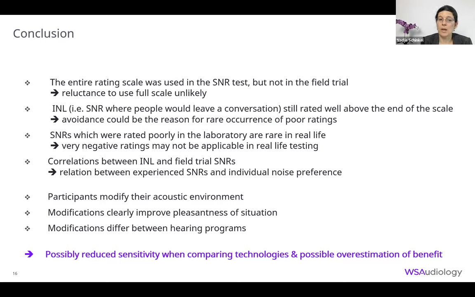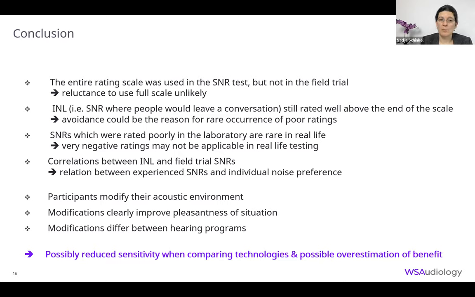So possibly we need different weighting scales for real life evaluations, because these really poor weightings you find in the laboratory are just not applicable in real life. In the laboratory, you can make people suffer through negative SNRs and maybe they are frustrated, but they know it just belongs to the test. In real life, they probably just wouldn't stay in that situation.